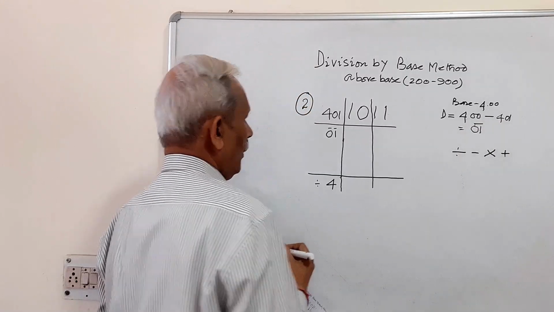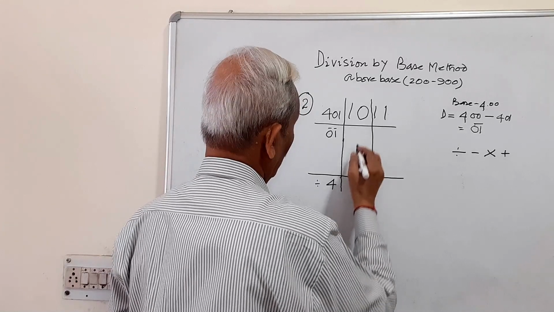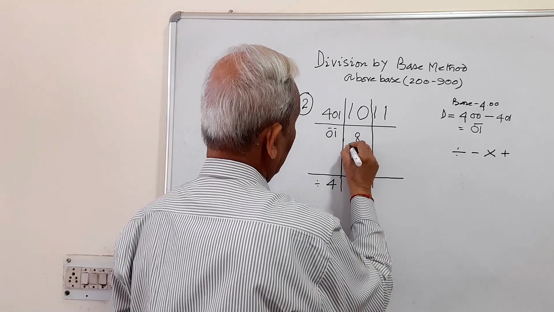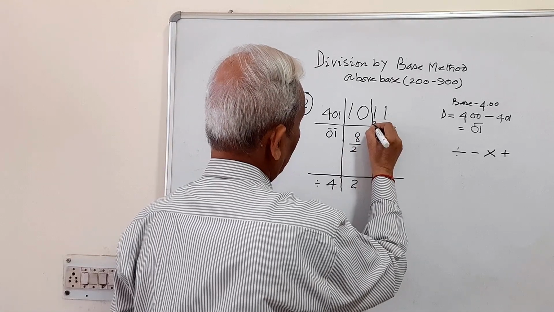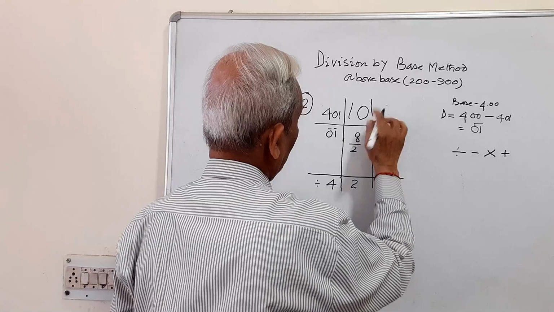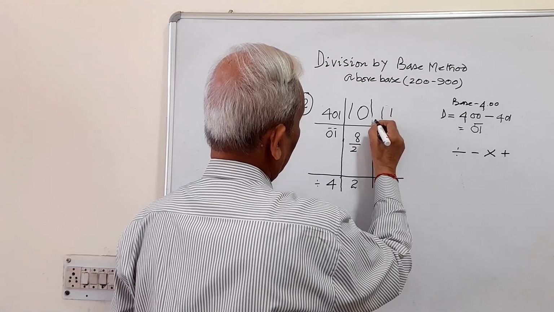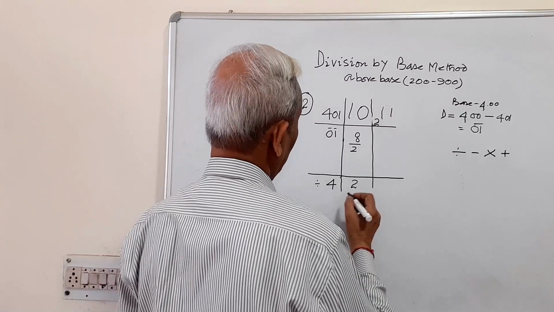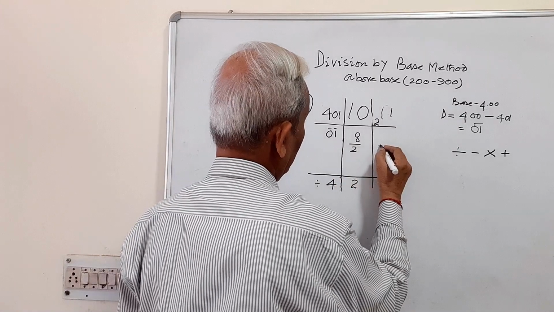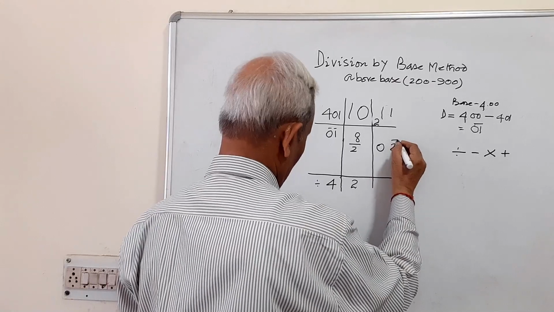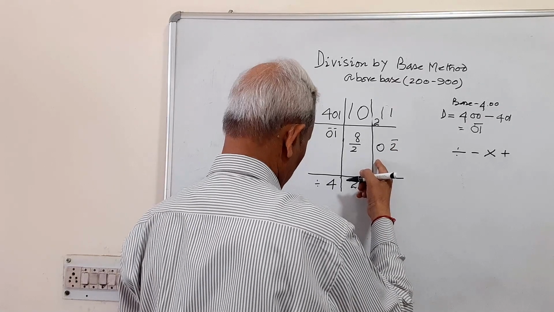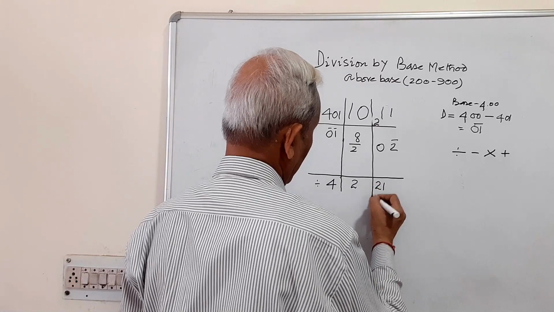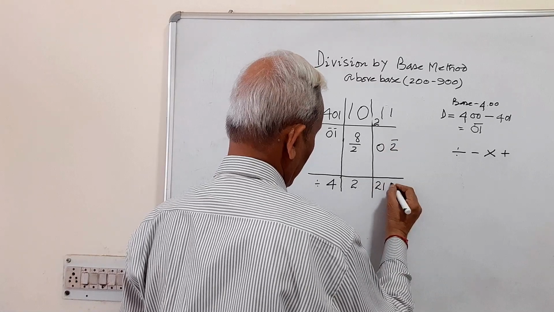Right. So here the 4 goes 2 times into 10. 4 twos are 8. The difference is 2. Write down 2 here. 1, 1. Write down 2 here. Now 2 into 01 is 02 bar. Now this becomes 21 minus 0 is 21 plus 0 is 21, and 1 minus 2 is 1 bar.